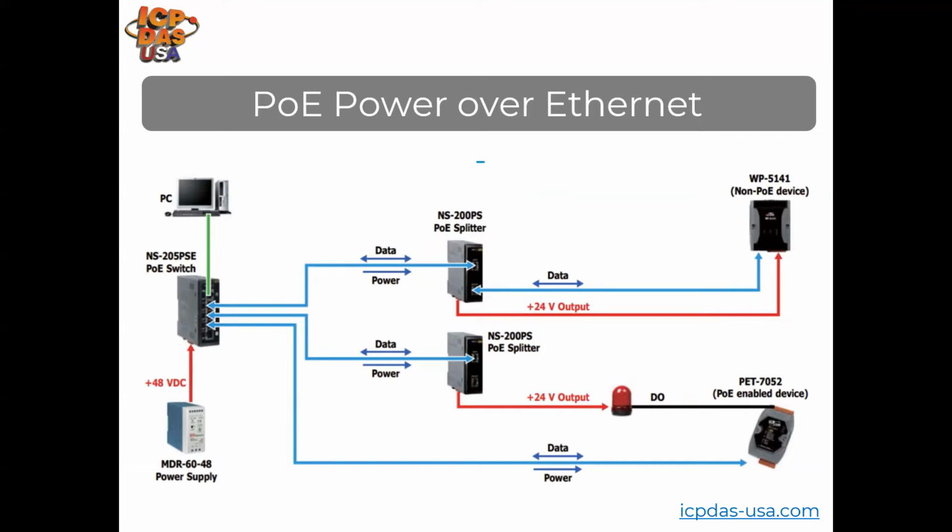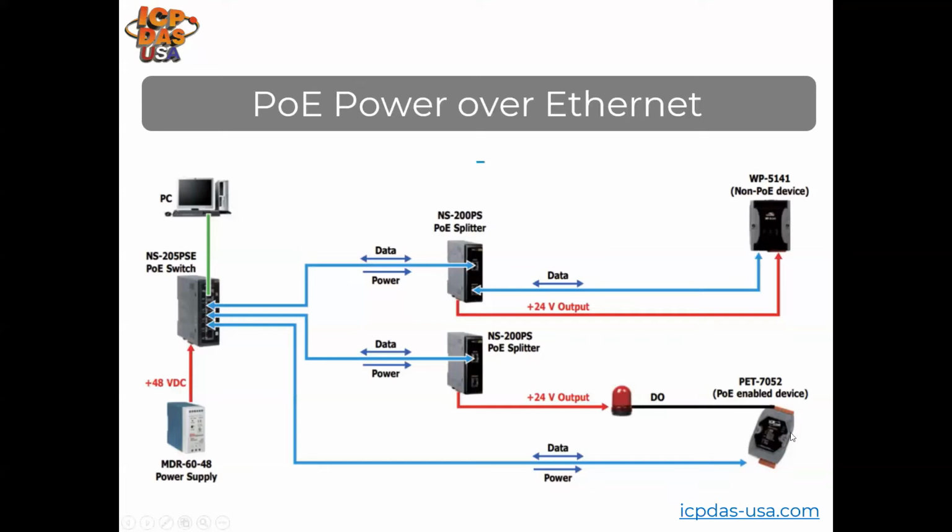You can see here in this page, a PC is connected to an NS205 PSE power over Ethernet switch, and it's powered by a 48 VDC power supply. An Ethernet cable is attached to the NS205 PSE power over Ethernet switch, supplying power and data to our NS200 PS PoE splitter. The PoE splitter puts out a 24-volt output, which can be used to power equipment like our WinPack CE.NET programmable controller and our PET7052 power over Ethernet-based digital input and digital output module.